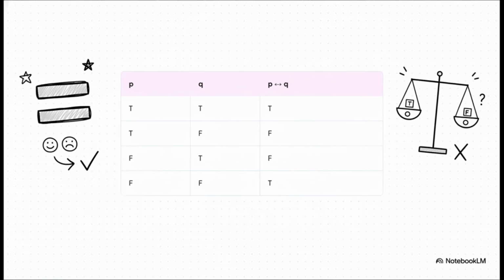All right, moving on to the biconditional. This is if and only if. The keyword here is sameness. It's like an equal sign for truth values. This is only true if both sides match. So true and true, they match, that's true. But what about false and false? They match too, so that's also true. The only time this is false is when the values are different, like 1 true and 1 false.